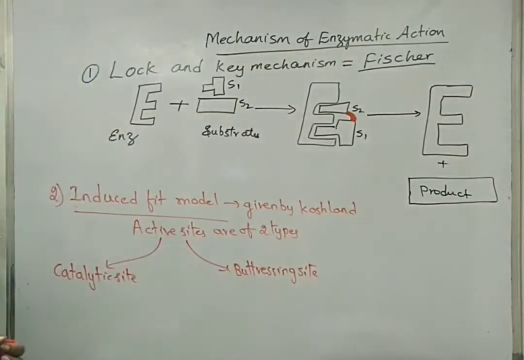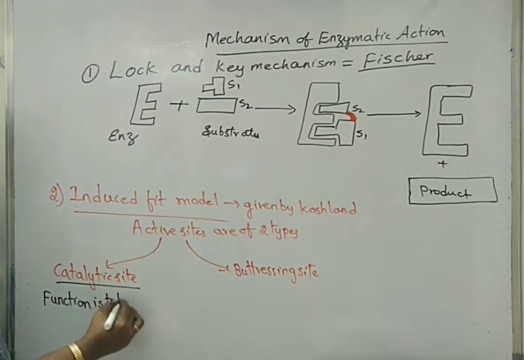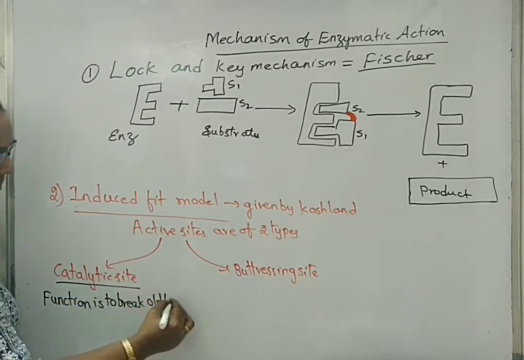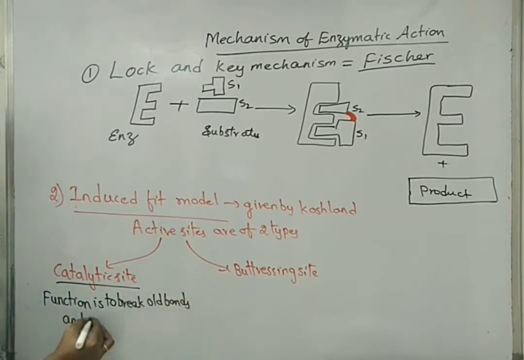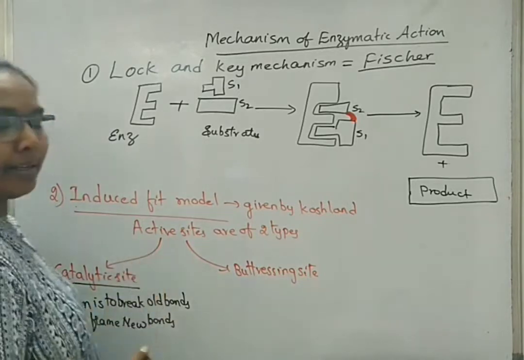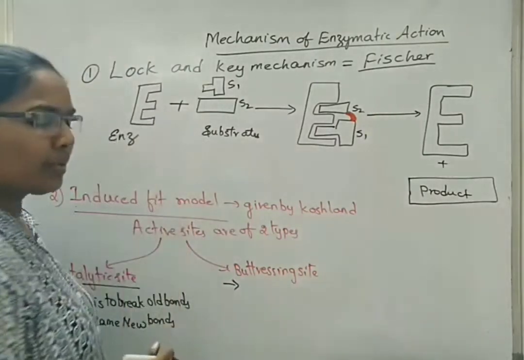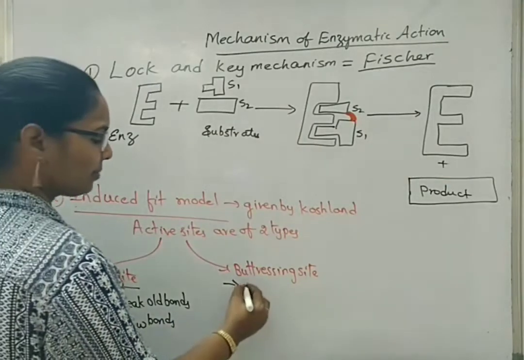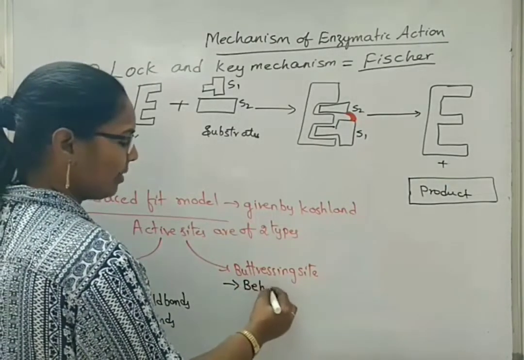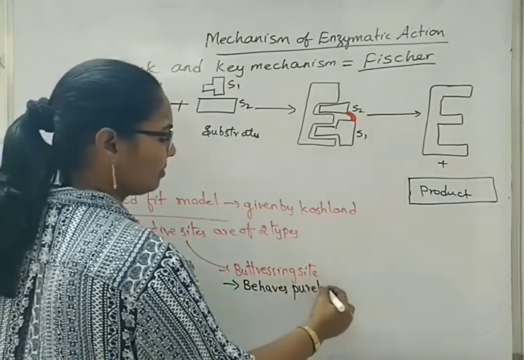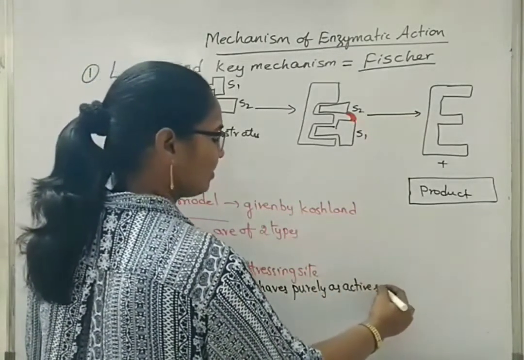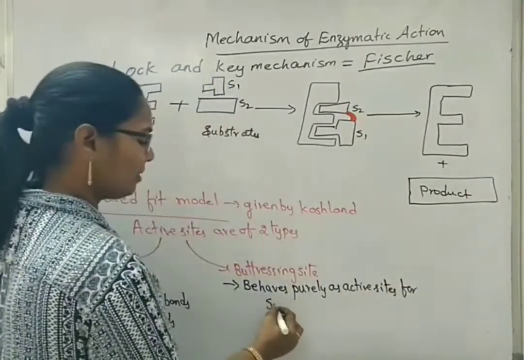So what is the function of the catalytic site? Its function is to break the old bonds and frame new bonds. Next, the buttressing site. Its function is to provide space, completely working as the active site only for attachment of substrate. It behaves purely as an active site for substrate binding.